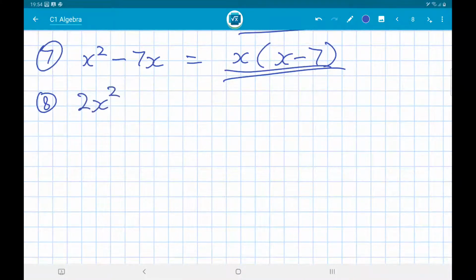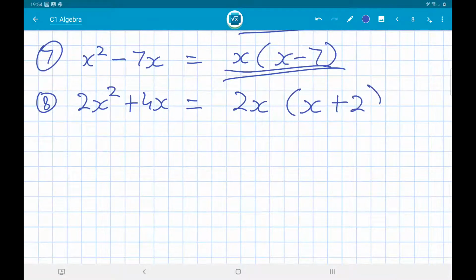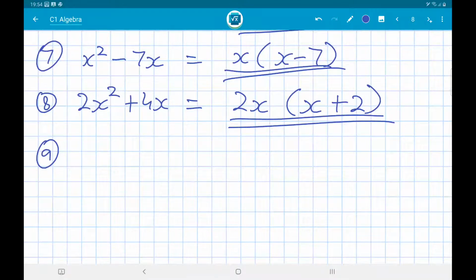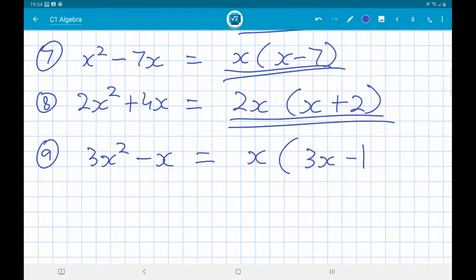2x squared plus 4x gives you 2x on the outside, x plus 2 on the inside. Yep. 9. 3x squared minus x gives you x on the outside, 3x minus 1 on the inside. 10.